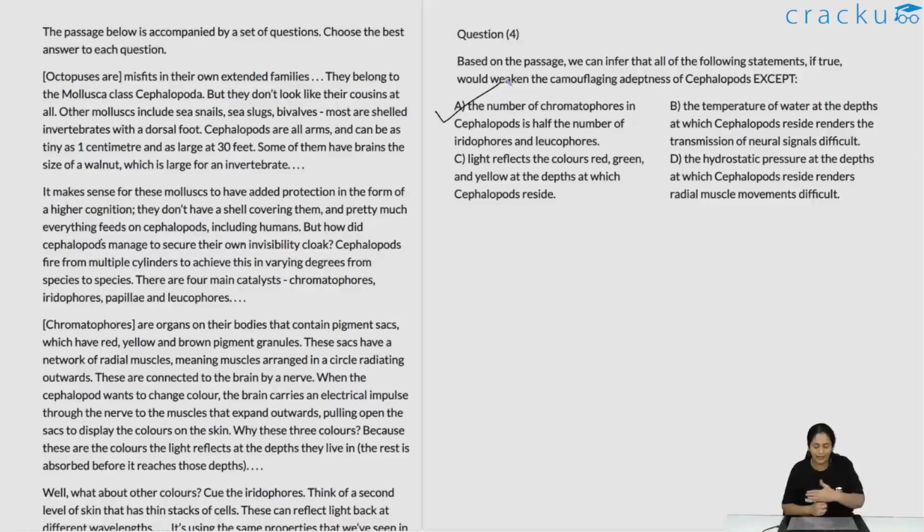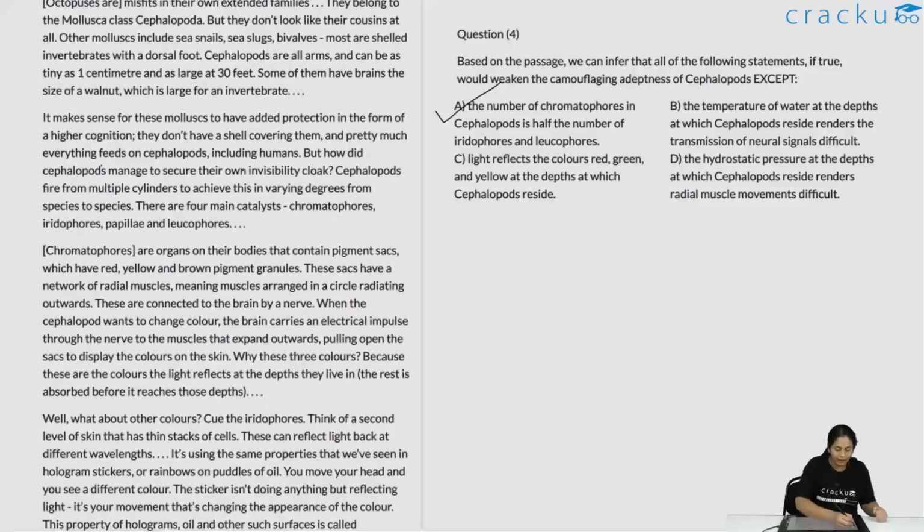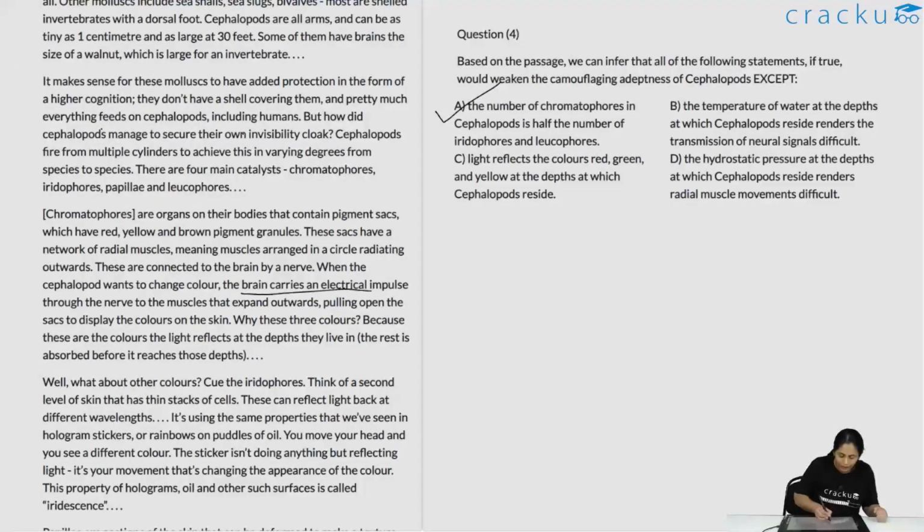Let's take a look at options B, C and D as well. The temperature of the water at the depths at which cephalopods reside renders the transmission of neural signals difficult. Now, if this is true, what happens if the neural signal doesn't go? We know that the chromatophores depend on the electrical impulse sent by the brain from the nerve to the muscles. If the neural signal doesn't go, the brain cannot send the electrical impulse, which means that the chromatophores will not get triggered properly, which would mean that their masking or camouflaging ability is definitely hampered. So if B is true, then the chromatophores will not work as expected, and B definitely would weaken the camouflaging adeptness. So we can eliminate option B.